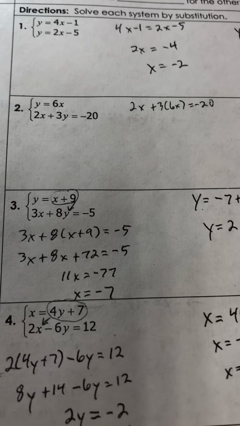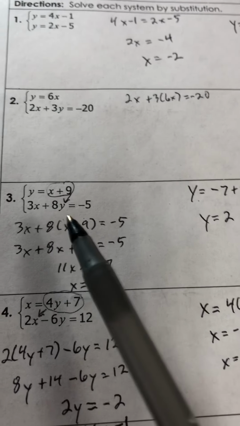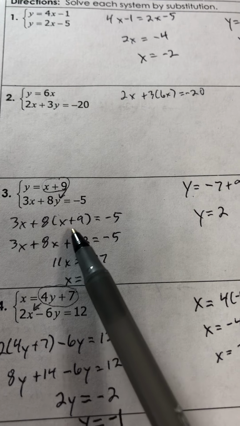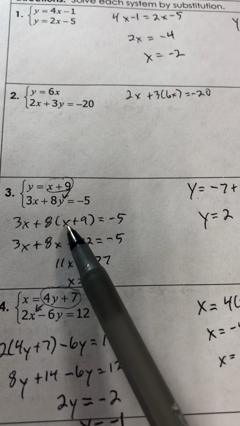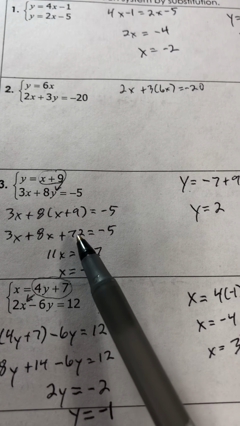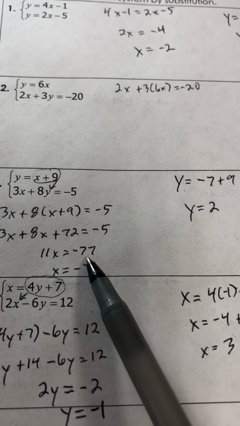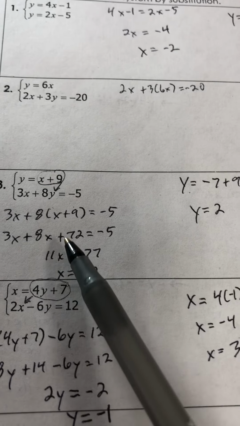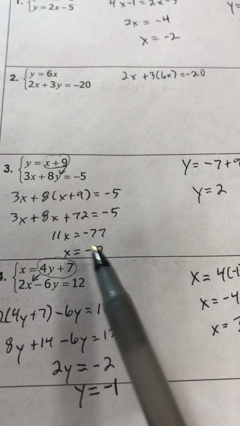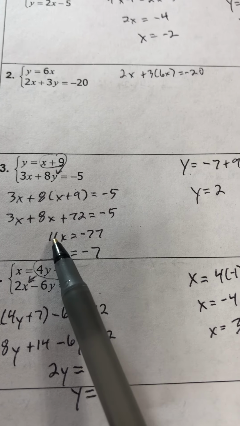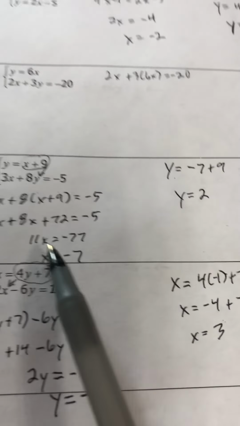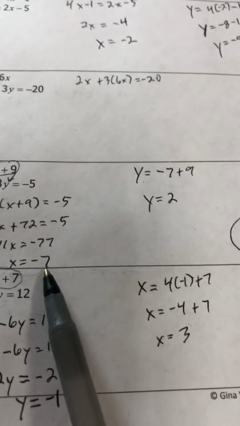For number 3, this is what y equals. So I'm going to plug this amount in for y. I used the distributive property. That's how I got these numbers. I combined my like terms and I subtracted 72 from both sides. I did 2 steps in there because I didn't have much room. I divide both sides by 11 to get x by itself. -77 divided by 11 is -7.